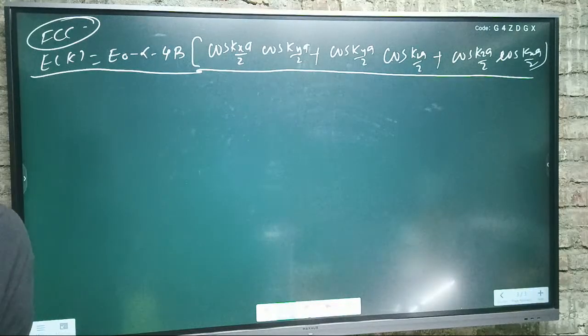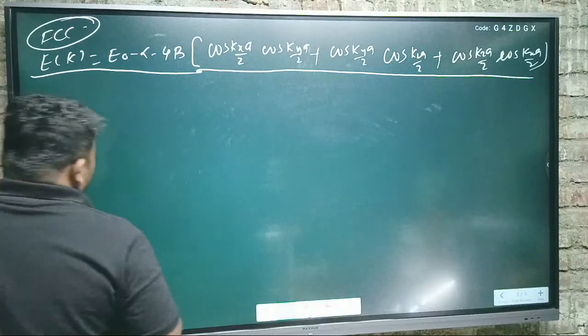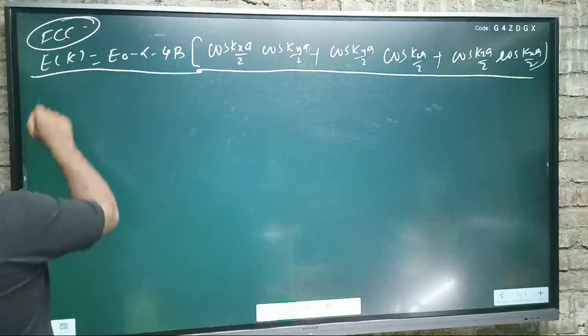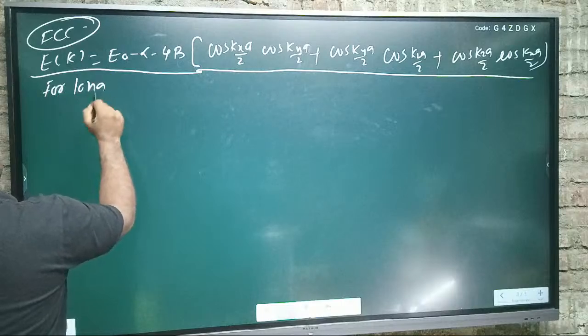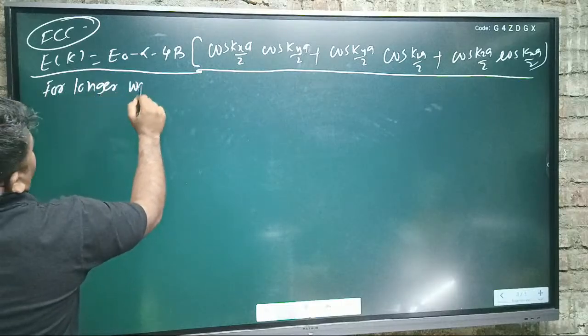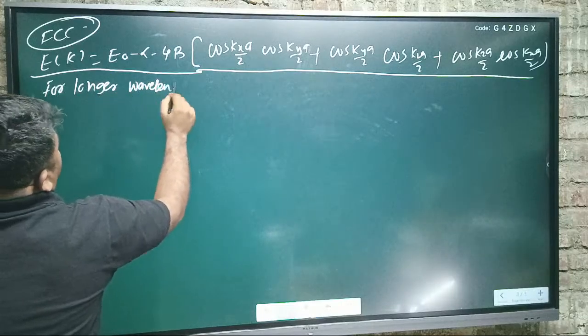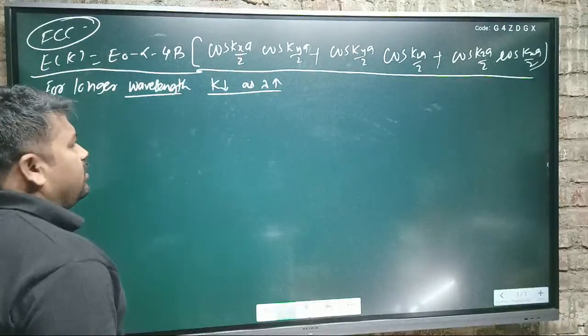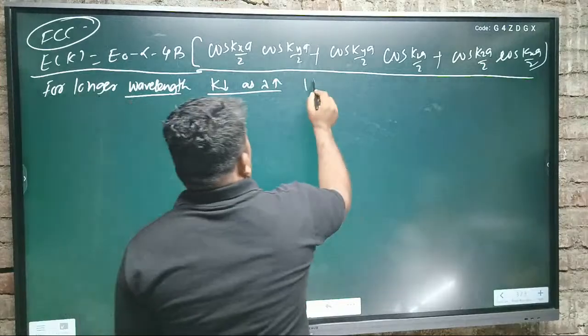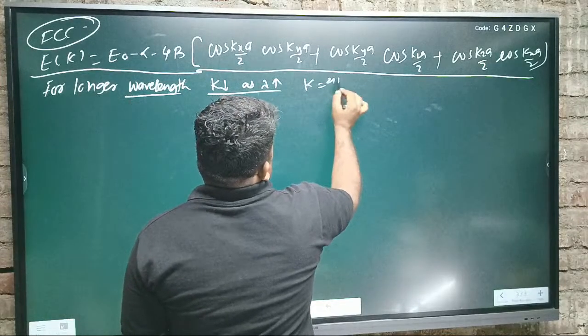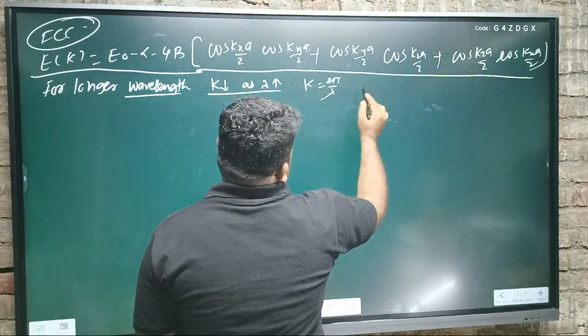Density of state. Yes or no? Take the approximation. FCC, longer wavelength, shorter wavelength? Long wavelength. For longer wavelength, a tends to 0. Okay, we know that k is equal to 2 pi by lambda. Lambda is very, very high.